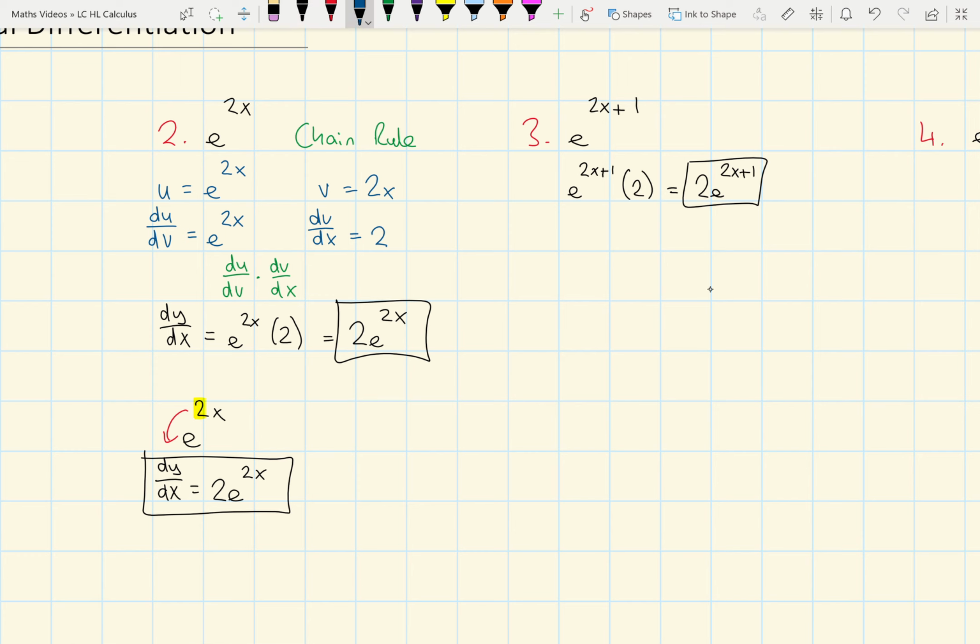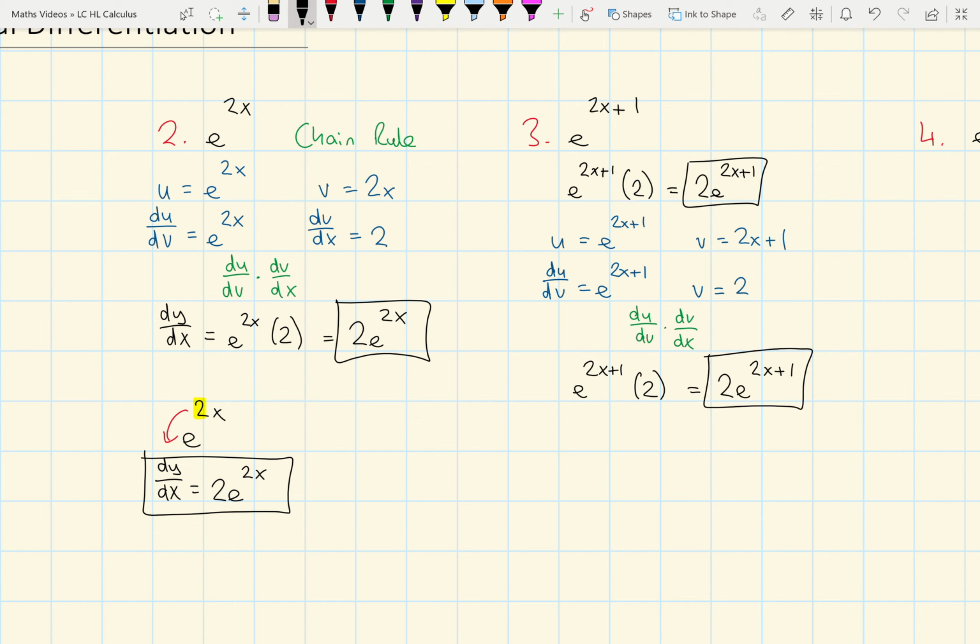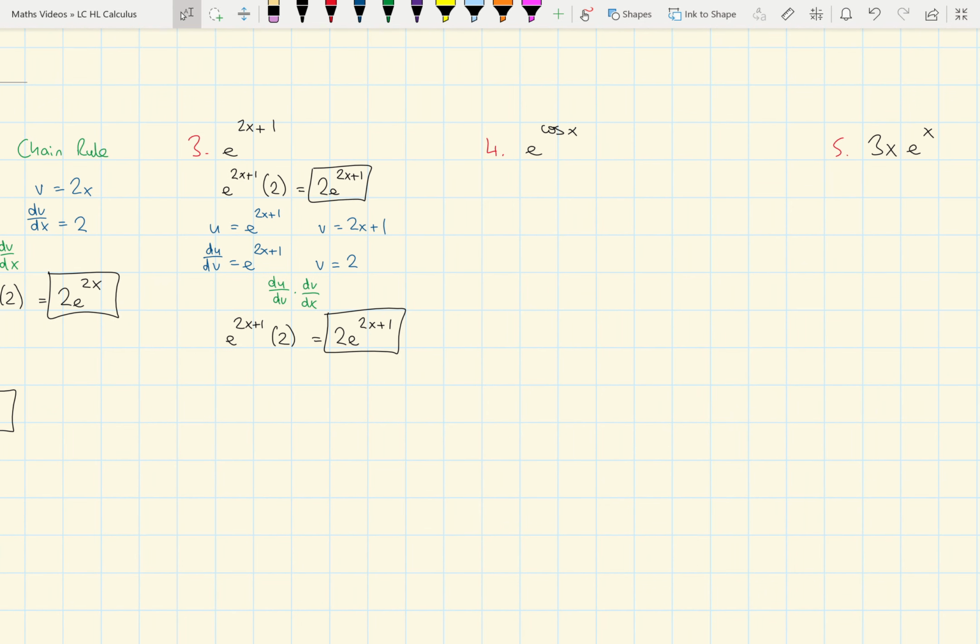Or else if we want to use chain rule, we get u is equal to e to the power of v, and v is equal to 2x plus 1. du/dv is equal to e to the power of 2x plus 1, and then dv/dx is equal to 2. So by nature of chain rule, we're going to multiply. We get e to the power of 2x plus 1 multiplied by 2, which will give me 2e to the power of 2x plus 1. That's question 3 done.